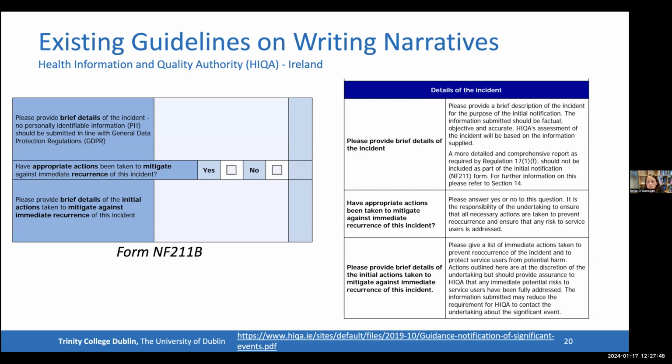Again, this is for statutory reporting, so incidents above a certain threshold. There are some guidelines on what should be included here. The information should be factual, objective, and accurate, and again, that's used for subsequent analysis. And there should be some reference to immediate actions taken to prevent recurrence, which is one of our recommendations as well.